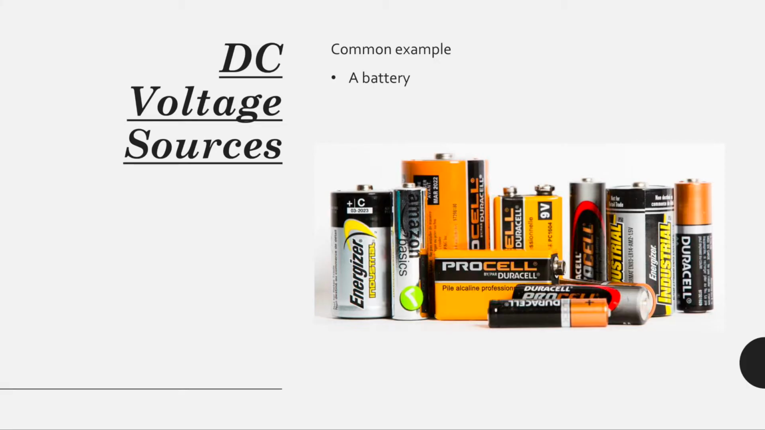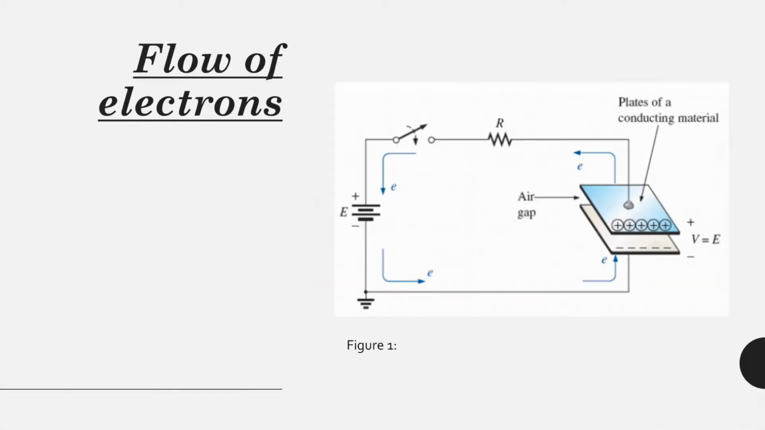Capacitors and DC. DC voltage source. A direct current voltage source provides a constant voltage between two terminals. An external connection between the two terminals will cause a current to flow, which is the flow of electrons.